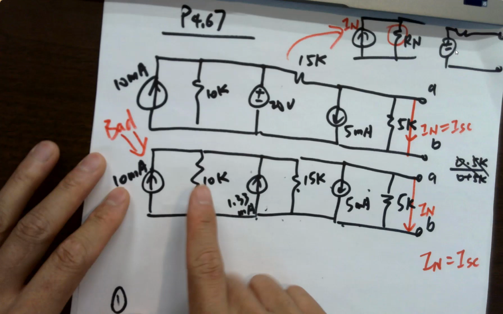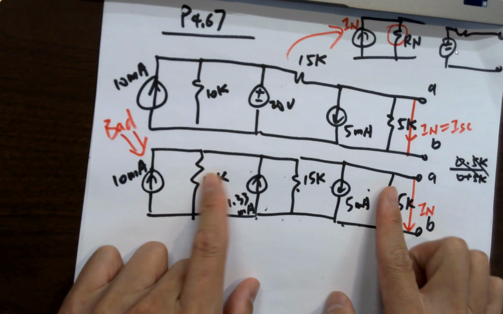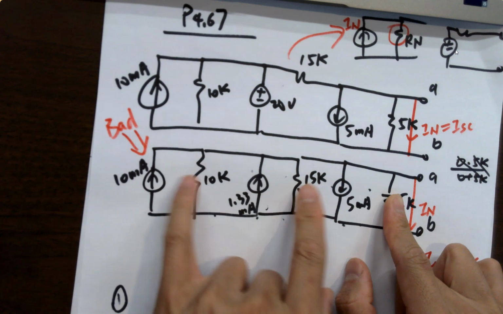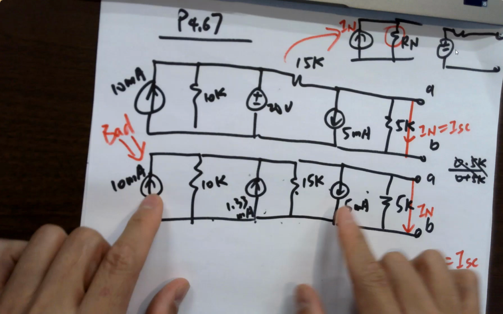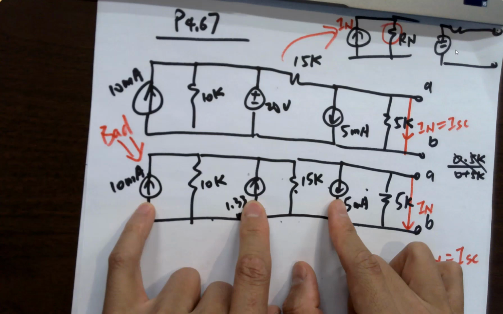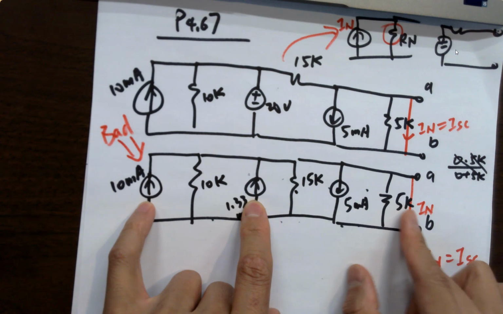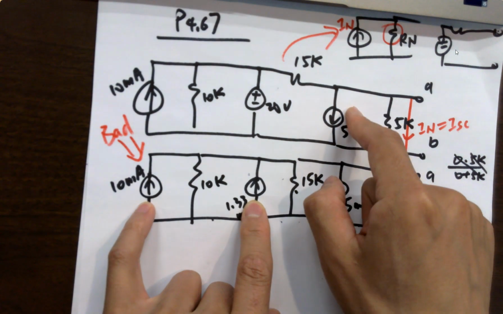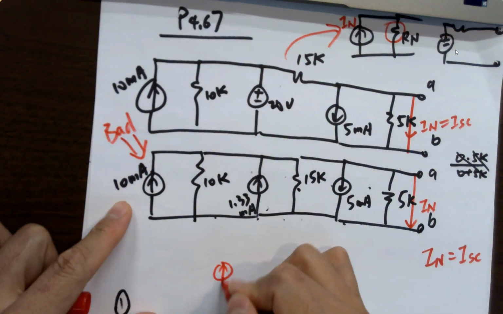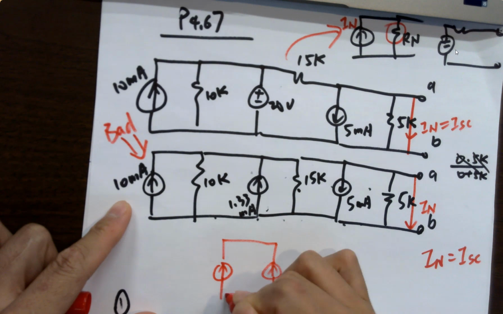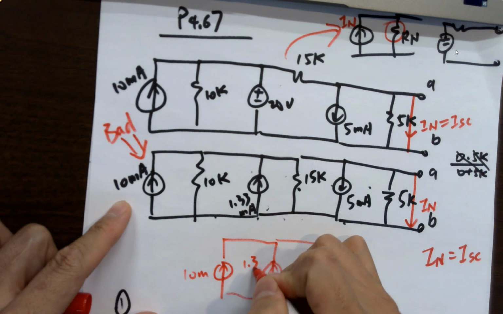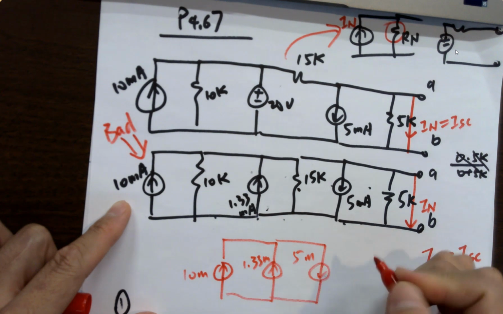Now let's see. Resistors in parallel, combined, shorted. They're all gone, right? All the parallel resistors are gone. What is left? All the current sources. That makes things super easy to find IN. You just got several current sources, merge them, then you get IN instead of doing this. Are you getting the correct current? Let's see. You got 10 milliamps going up. You got 1.33 milliamps going up. You got another 5 milliamps going down. So it's 10 milli, 1.33 milli, and 5 milli.